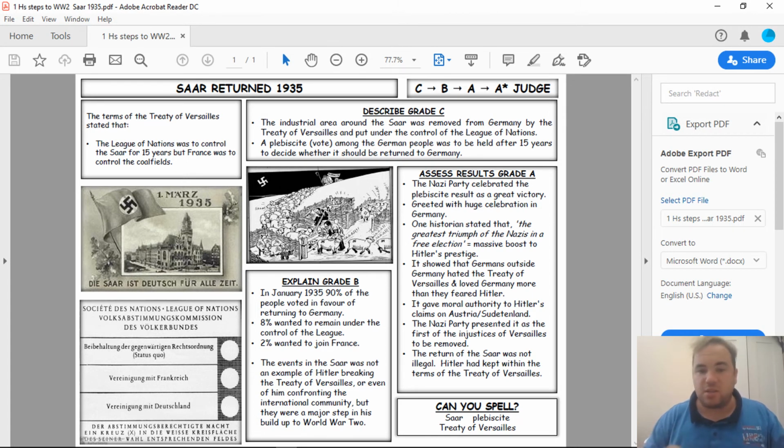If that is sounding a bit complicated, then I'm absolutely fine with you choosing your own format, as long as you are analysing two events and their differences and what is unique to these events, breaking that down and then also looking at the similarities. To help you with that, I am attaching these PDFs on the different steps to war. You've got one there on the Saar being returned, for example, and you just use that to go through.